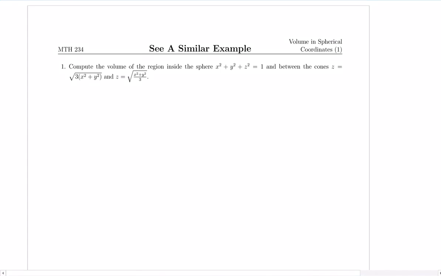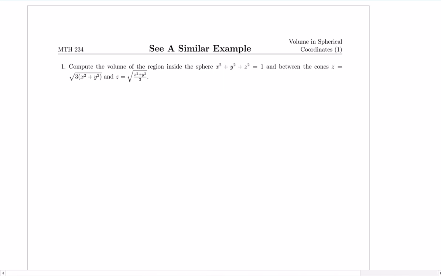In this video, we will compute the volume of a region in spherical coordinates. So the region here is inside of a sphere and between two cones. So it looks something like this. Here's the one cone, and here's another cone, and where it intersects the sphere, and we're looking at this region in between the two. So something like that.